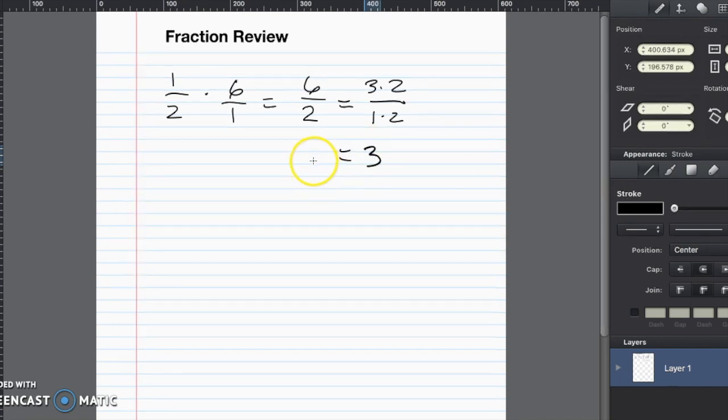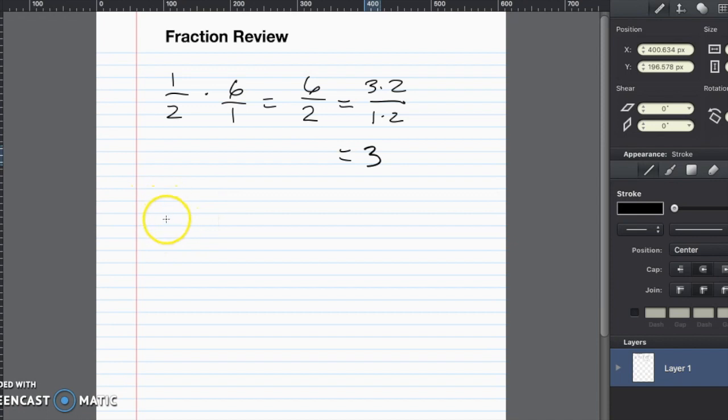And some of you may be more comfortable with this than others. We might be able to just, without doing the 1, figure out that 1/2 times 6 is 6 over 2, and that's equal to 3. So we could skip some steps here depending on our comfort level. Okay, I just want to show all the steps just in case.